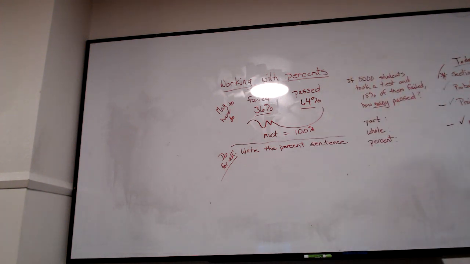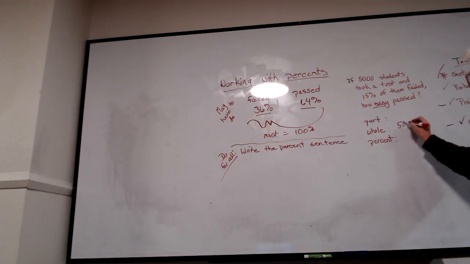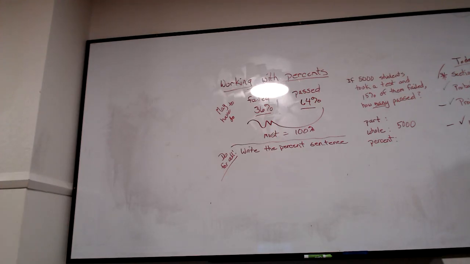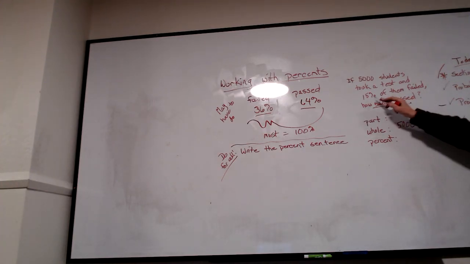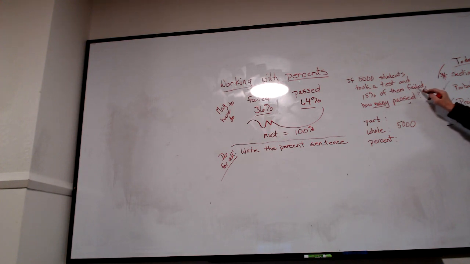If 5,000 students took a test, is that the part or the whole? Sorry, that's the whole. That's the whole number of students that took it. So it's the 5,000. What is the percent? We want to know how many passed. 15% of them failed. So how many passed? It's 85%.